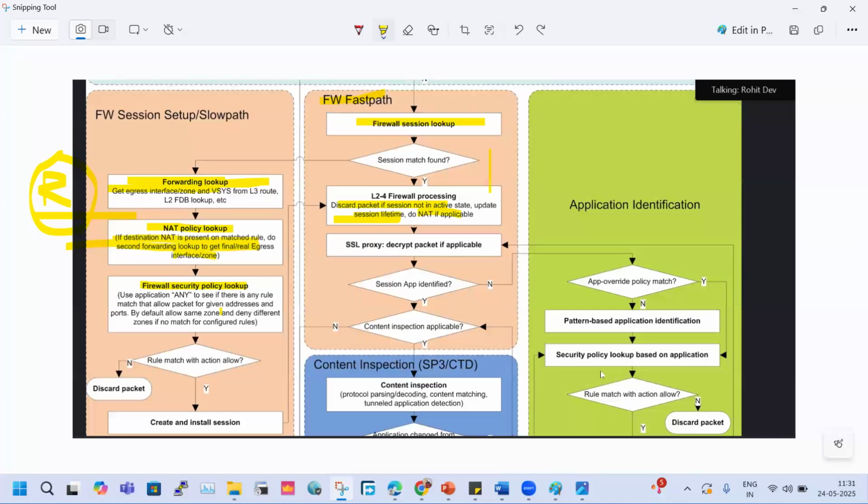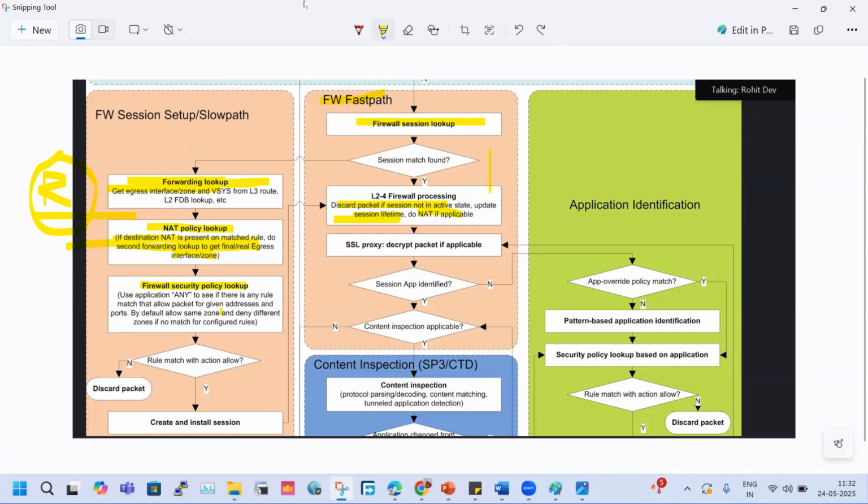Suppose you have some traffic that you do not want to check with the pattern-based application signature. You want to save CPU overhead for the firewall, right? You know that it is well-known traffic going to my data center, and it is operating on this port only. So I can disable that from my application override feature.